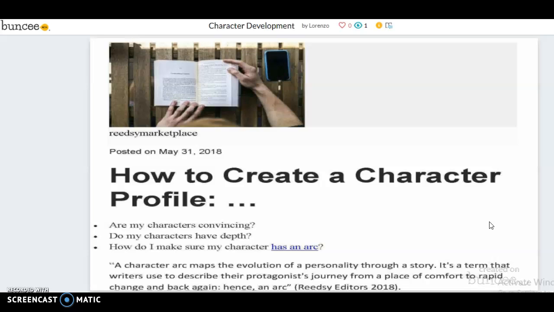So, the things we want to think about when we're creating a character is: are my characters convincing? Do my characters have depth? And then also think a little bit more about how do I make my character have an arc. A character arc maps the evolution of a personality through a story. It's a term that writers use to describe their protagonist's journey from a place of comfort to rapid change and back again, hence an arc. We can also think of that as being the hero's journey that we talked about earlier.